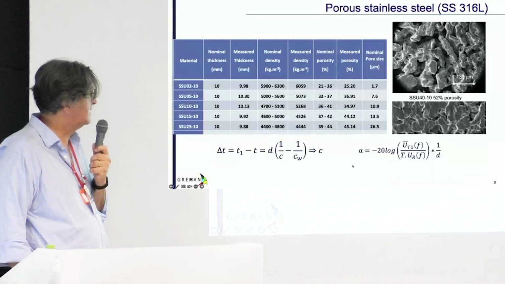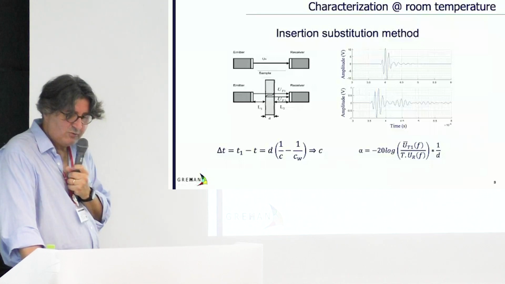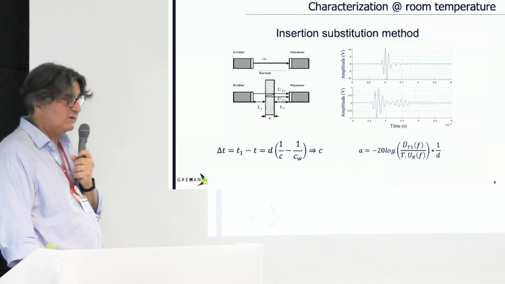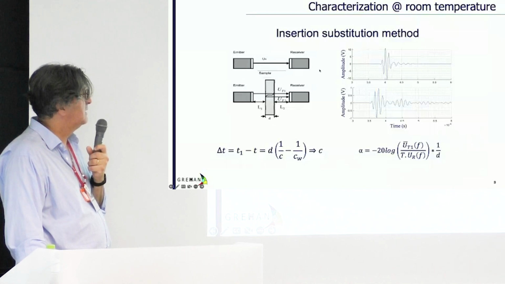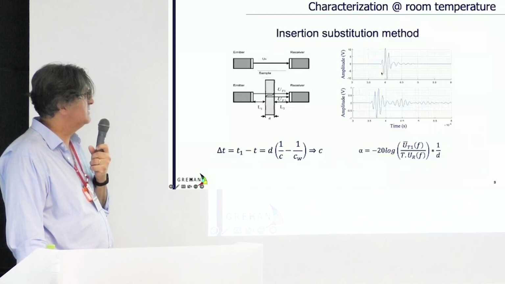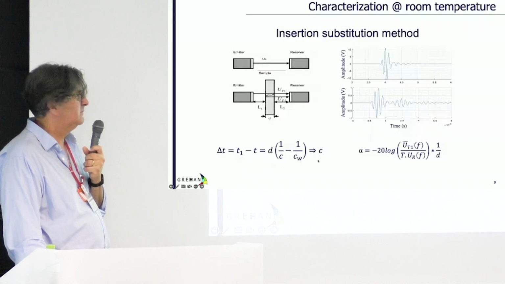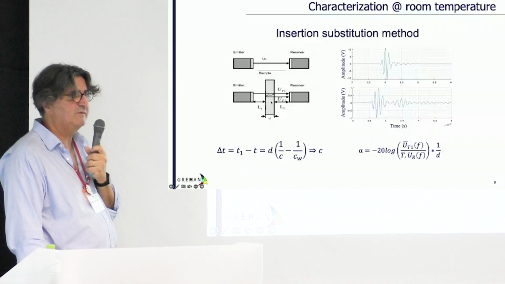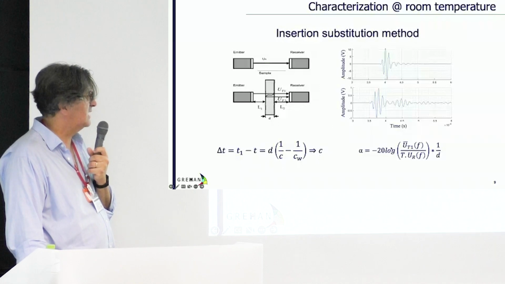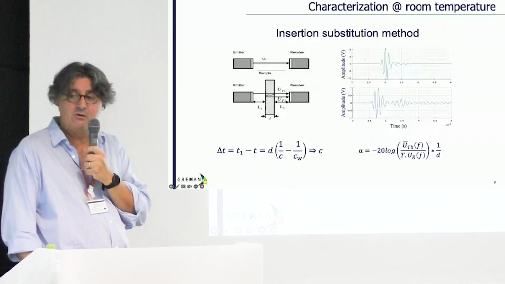The first thing that we did was an insertion characterization at room temperature, using a classical experimental setup. We send a pulse, and by measuring the time delay between the reference signal and the transmitted signal when we insert the porous metal, we deduce the celerity in the material. Because we know the celerity, we can calculate the transmission and reflection coefficients at the interfaces, and then deduce the attenuation in the material, which is a specific criterion that we need for the role of backing.